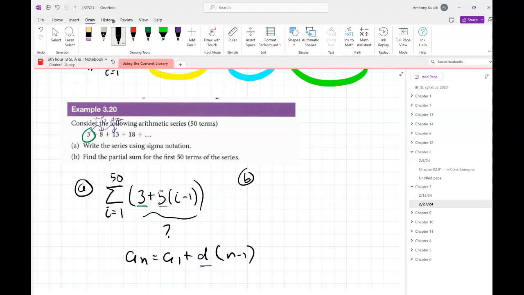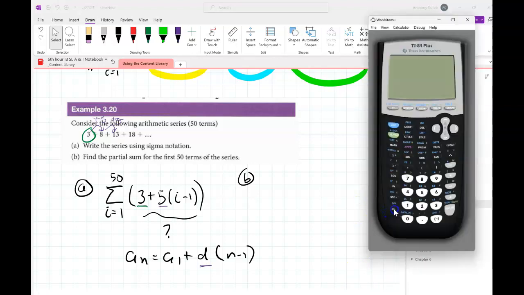For part B, it says find the partial sum for the first 50 terms of the series. How am I going to do that? I'm going to take that rectangle sitting in front of me. That's your calculator, folks. And I'm doing this on my calculator. I am not going to do this by hand. Yuck.